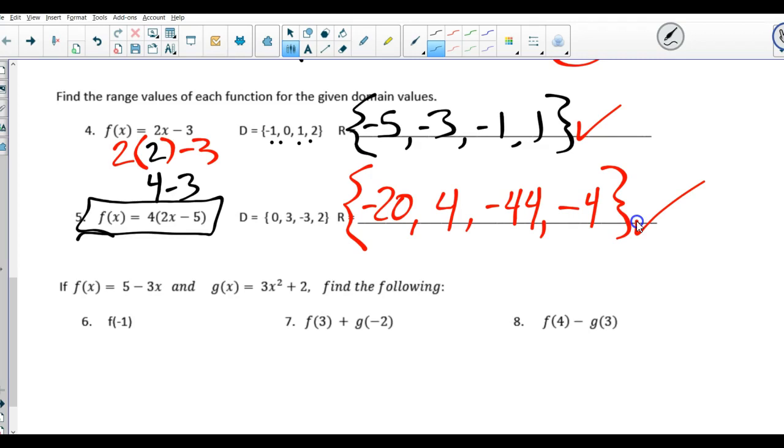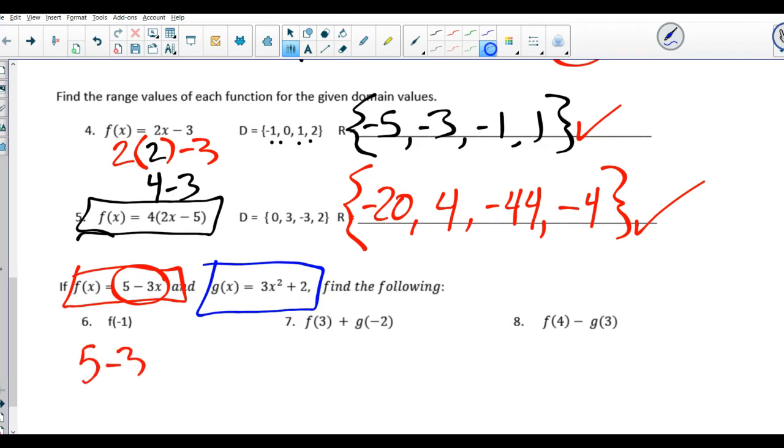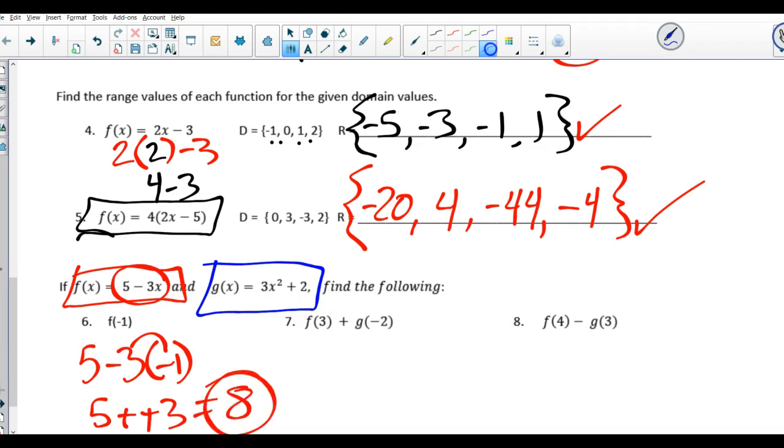6, 7, and 8 are similar, but just kind of one step. There's not multiple inputs. It's just one. F of x is this. G of x is this. We're finding f of -1. That means you take the f formula, 5 minus 3 times x, plug in a -1. That's 5 minus 3 times -1 is -3. 5 minus -3 is the same as 5 plus 3, which is 8.